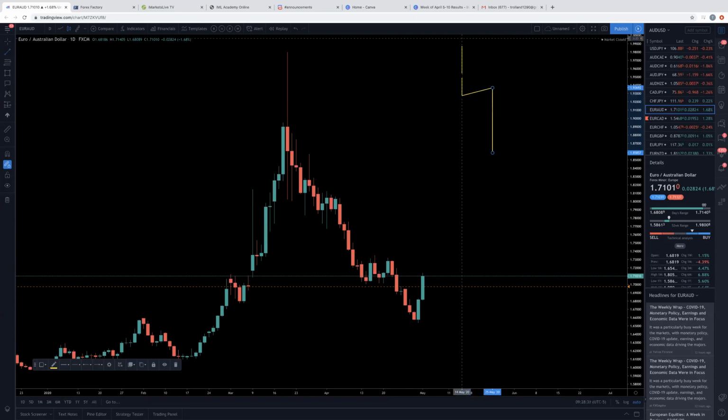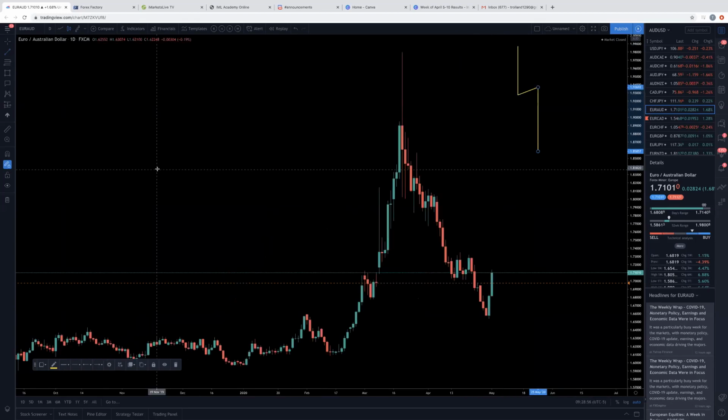These three moves: this impulsive move, this flag, this continuation. A continuation is another word for impulse. So this is an impulse, this is a flag, this is an impulse. The only reason we call this a continuation is because this was the first move. If I caught this move and I saw this flag, this was the second move of this first move. But these are still considered impulses when it's all said and done.